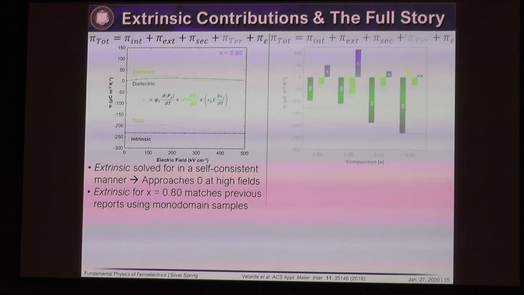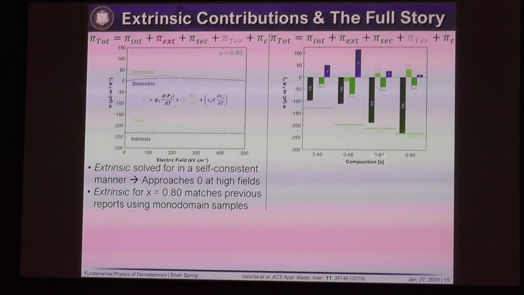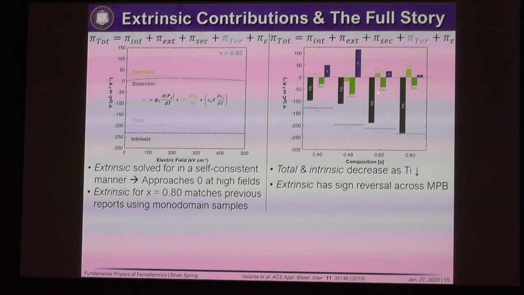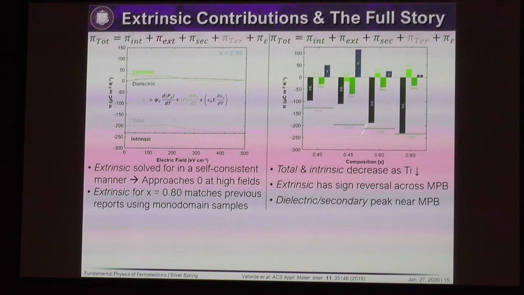So now we can look at the pyroelectric coefficient as a function of composition. This is going from titanium-rich to zirconium-rich in the system, and we've broken it out. You see the total measurement here is this line, but then we have the intrinsic, extrinsic, secondary, and dielectric responses broken out for each one of these compositions. So the total and intrinsic responses decrease as the titanium content goes down in the systems. The extrinsic contribution has a sign reversal, okay? It changes sign. It goes from being positive at these compositions to being negative at these compositions as you cross the MPB. And the dielectric and the secondary peaks are maximized close to the MPB, where you have the largest dielectric and piezoelectric responses in these materials.